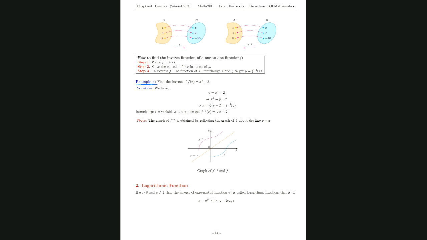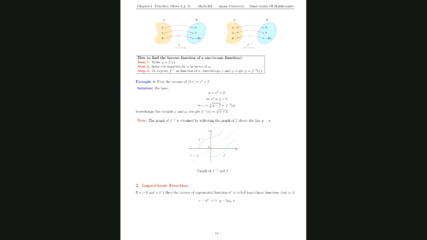Example 4: find the inverse of f(x) = x power 3 plus 2. This is the question. You have to find the inverse of x, that is, f inverse x, or f power minus 1 of x. This is called f inverse x, right? So now look here, how to find this.